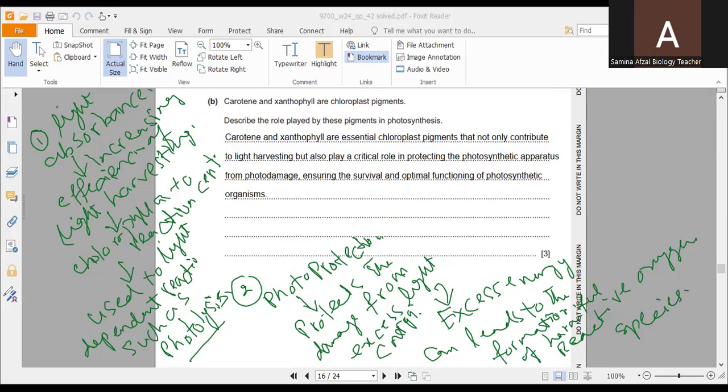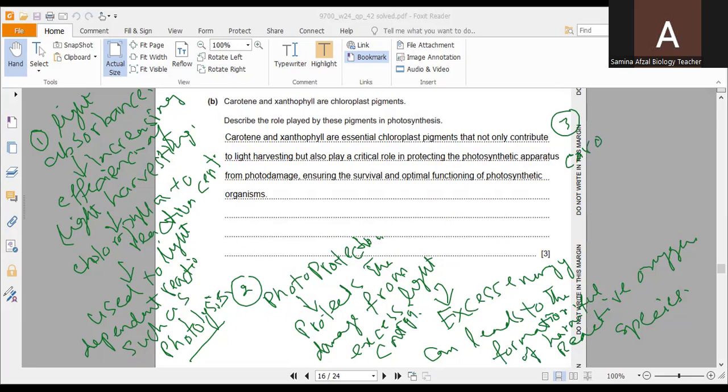And third, I would like to say that they can directly scavenge and neutralize harmful ROS such as singlet oxygen. So they also play a structural role. Carotenoids are also structural components of the photosystem.